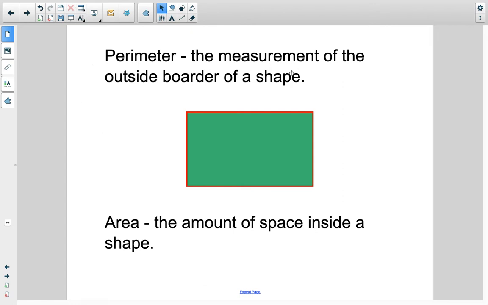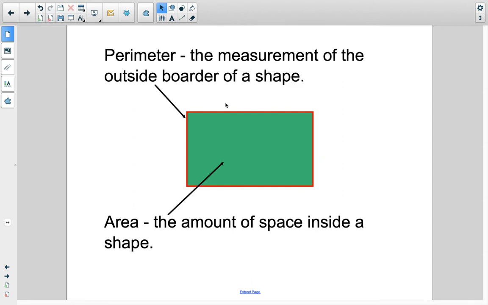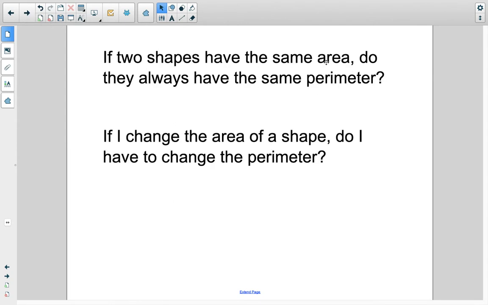So perimeter is the outside border of a shape, and area is the amount of space inside the shape. So in this particular case, the red outline is the perimeter, the green space inside is the area. So I want to look at two questions today. The first question is this: if two shapes have the same area, do they always have the same perimeter? And if I change the area of a shape, do I have to change the perimeter?